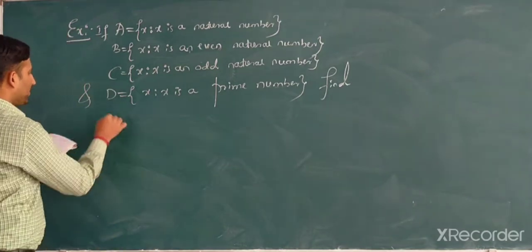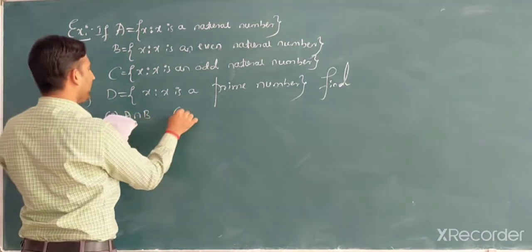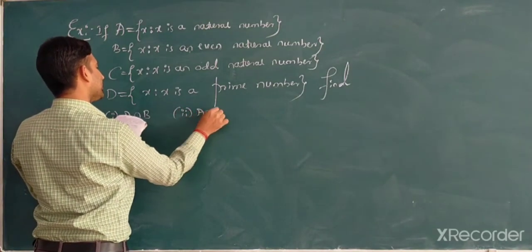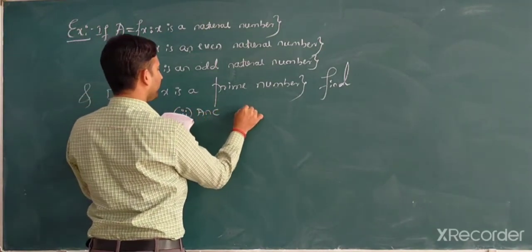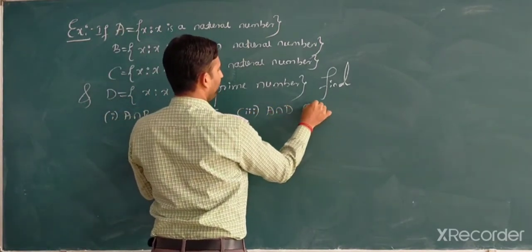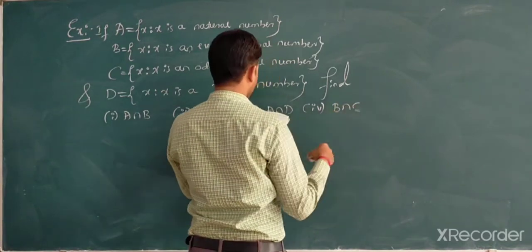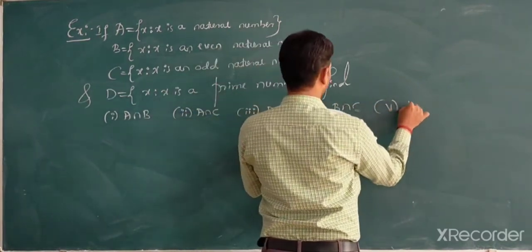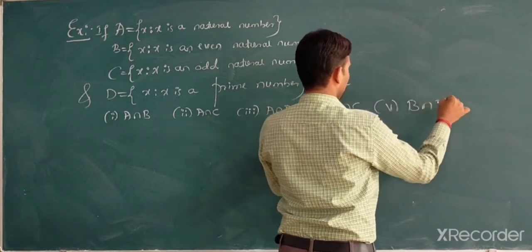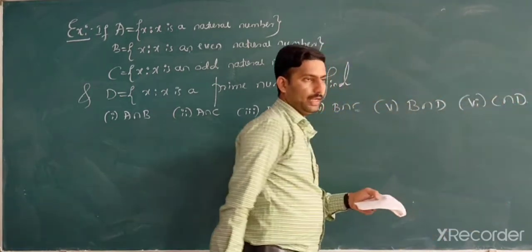Find first one, A intersection B. Second one, A intersection C. Third one, A intersection D. Fourth one, B intersection C. Fifth one, B intersection D. Sixth one, C intersection D.